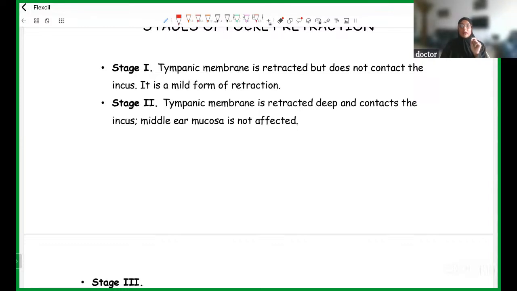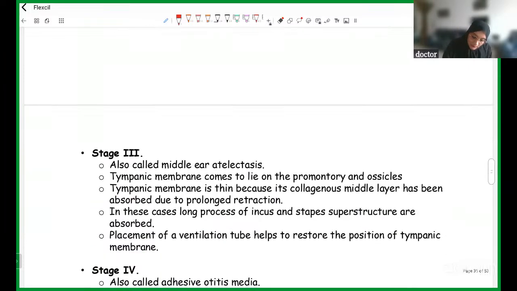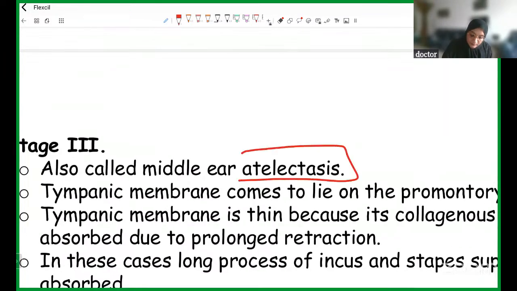Now coming to type 3, it is also known as middle ear atelectasis. Middle ear atelectasis means the tympanic membrane comes to lie on the promontory and ossicles.